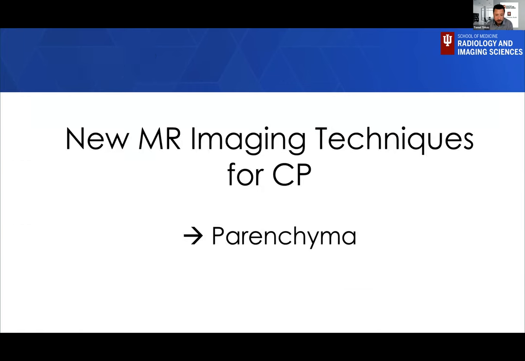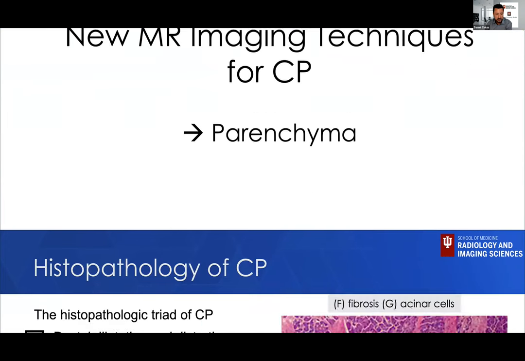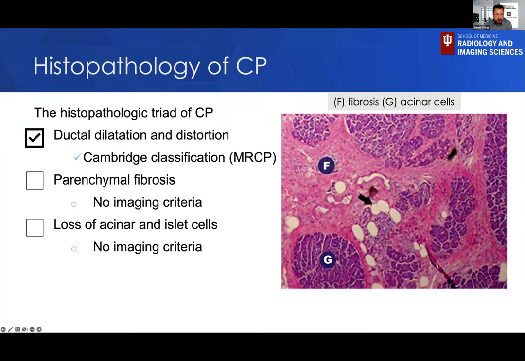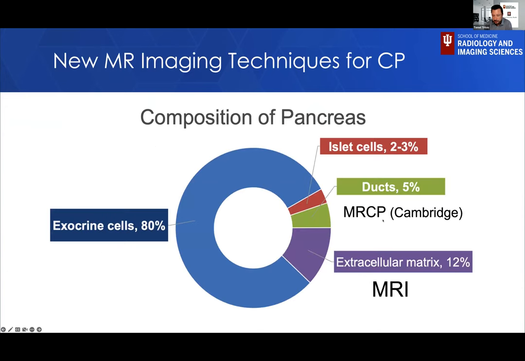I'd like to talk about some new imaging techniques for chronic pancreatitis as well. The pathology of chronic pancreatitis shows ductal dilatation and distortion, parenchymal fibrosis, and loss of acinar cells and islet cells. With the Cambridge classification we only detect ductal dilatation and distortion, whereas we do not have criteria for changes in the extracellular matrix or exocrine cells, which compose 80% of the pancreatic parenchyma. So with the Cambridge classification, we only visualize 5% of the pancreatic parenchyma or changes secondary to chronic pancreatitis.